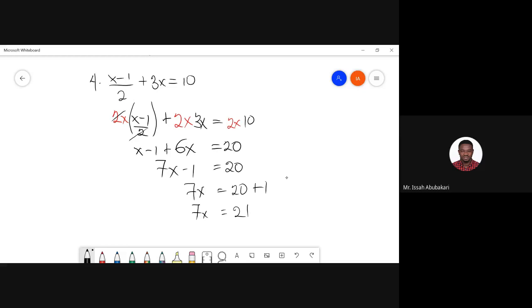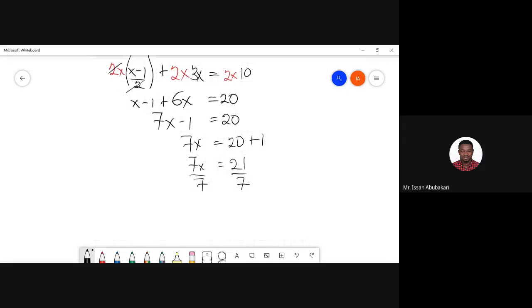And then we divide both sides by 7. And the final answer should be 3. So our x is equal to 3. Please, is that okay?